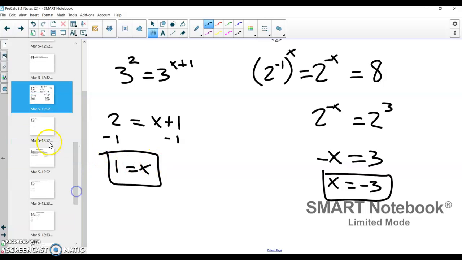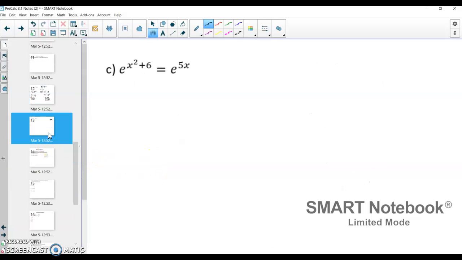Keep moving along. That's the one-to-one property. We have one more here where we introduce e, and it's the same kind of thing. You're allowed to set these equal to each other. All right, and I'm not going to do this example because I don't really need to. You would set them equal to each other, and then you would actually end up being able to factor that and solve for x that way.